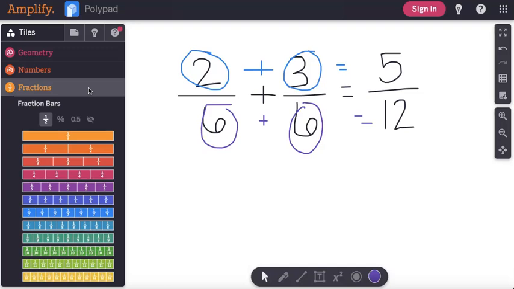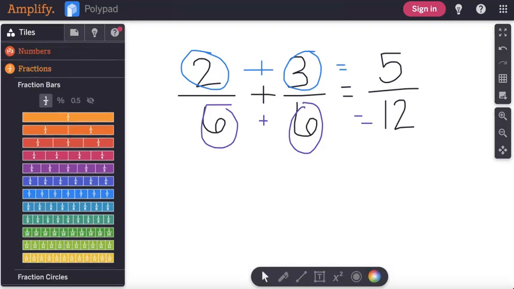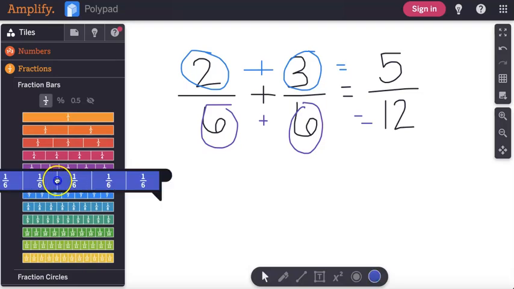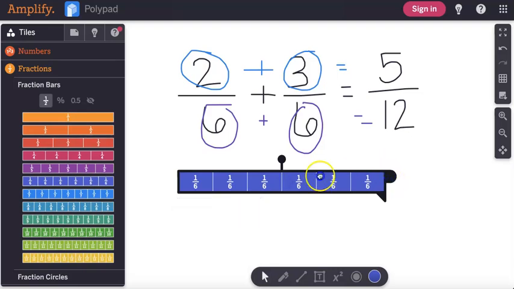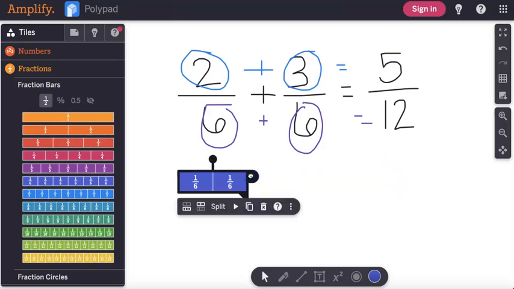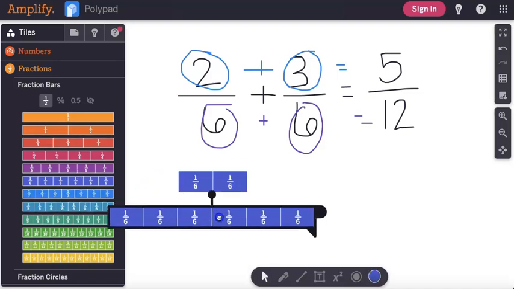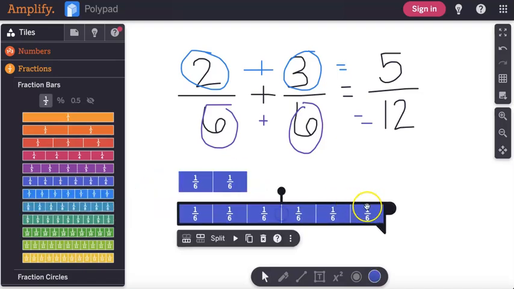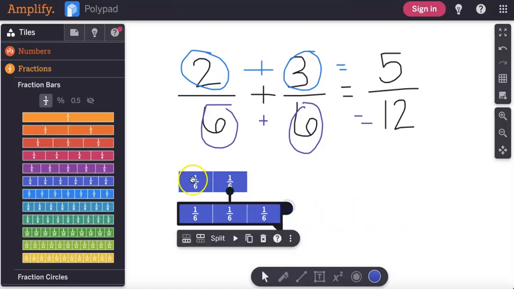So what I'm going to do is give these numbers some context. And to do that, I will be using fraction bars to model this problem. Consider that you have 2/6 of a candy bar. So let's move this to 2/6. And now your friend Sam comes along and he has 3/6 of a candy bar. So we'll put his down here. So this top one is you and this bottom one is Sam.